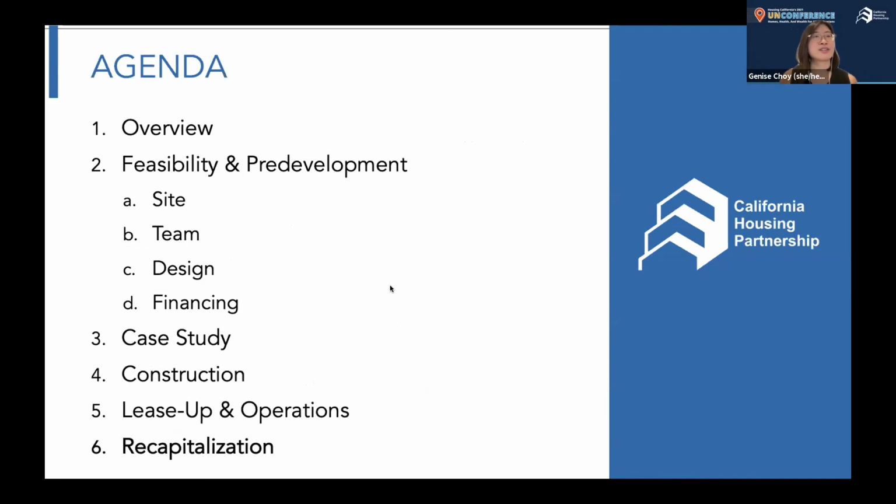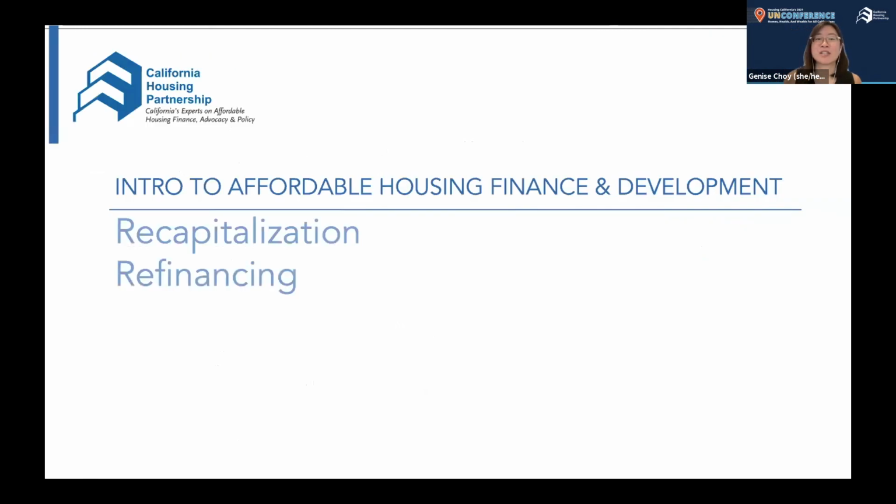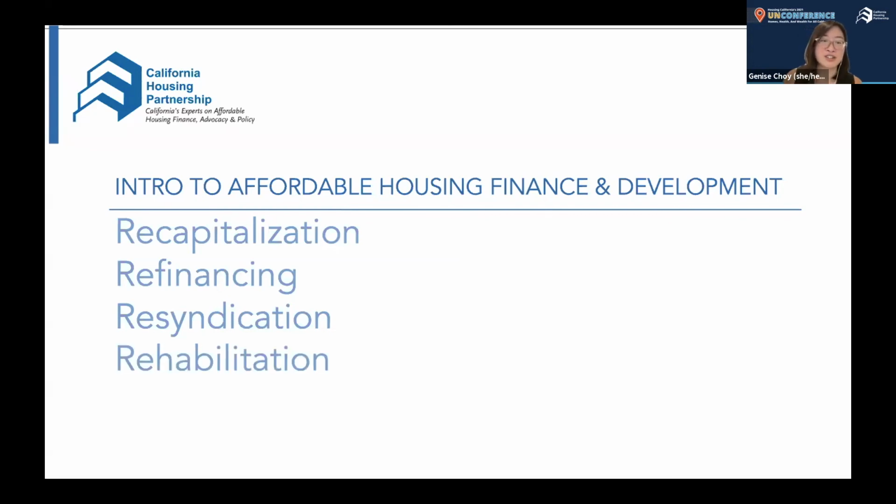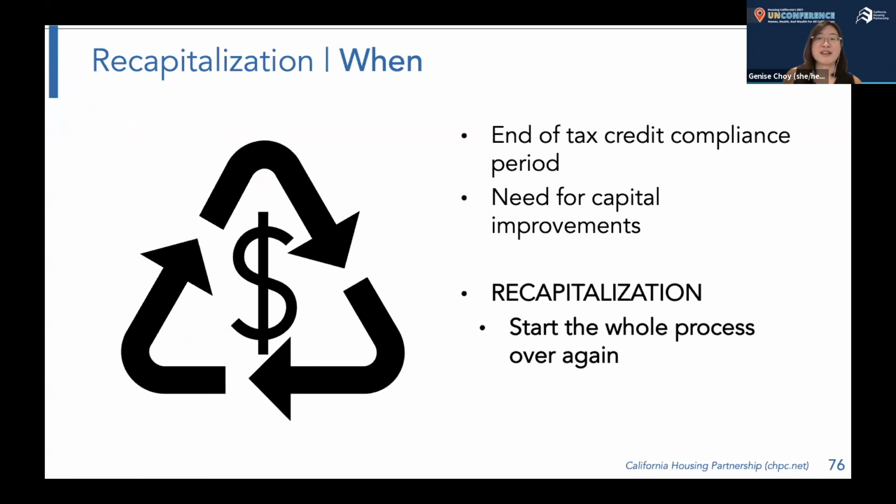Okay, so let's hop over to the recapitalization. Recapitalization, also known as refinancing, or in the case of a project that previously had tax credits and is looking to get a new allocation of tax credits, resyndication, or broadly speaking, just rehabilitation. So this usually happens at the end of a tax credit compliance period, which is 15 years from the first year credits. And when those capital needs assessments that the asset management team has been doing come back saying, yeah, this building needs a lot of work. It has a lot of problems that need to get fixed. You need more money to do it. So the recapitalization process is starting the whole process over again.